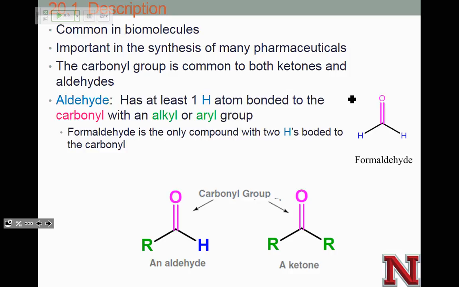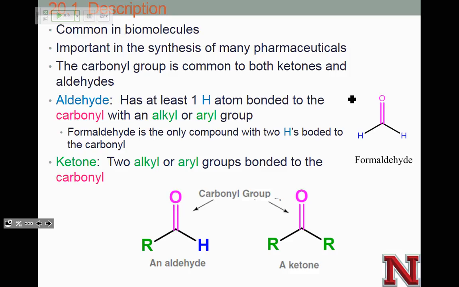The aldehyde has at least one hydrogen, with our simplest one being formaldehyde, which has two hydrogens. A ketone has two alkyl or two aryl groups. Now, it can't be an OH, it can't be a chlorine, it can't be anything like that, because that's a different functional group, and we'll be focusing on that in later chapters. So it must be a carbon-containing group.